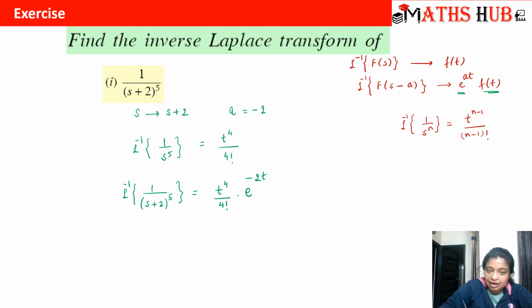So what we did, in the first step, we had to calculate the Laplace inverse of this. We saw that s was getting shifted to s plus 2. We compared s plus 2 with s minus a, so we got a as minus 2. We shifted s plus 2 to s. We got back the basic function, that is 1 by s to the power 5. We found the Laplace inverse of that function. After finding the Laplace inverse, we just applied the first shifting property and multiplied the function with the exponential term, right? So this becomes our answer, right? So let us try to see some more problems.